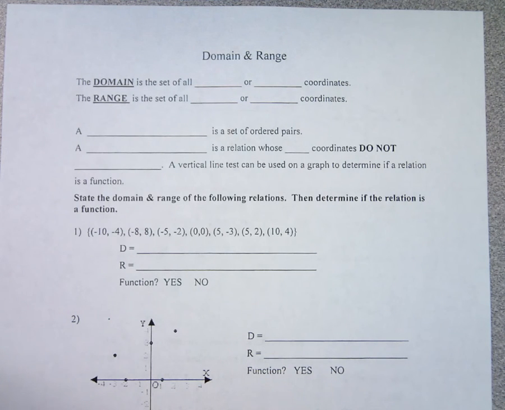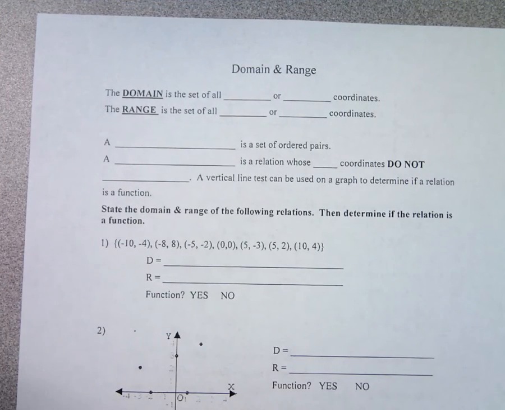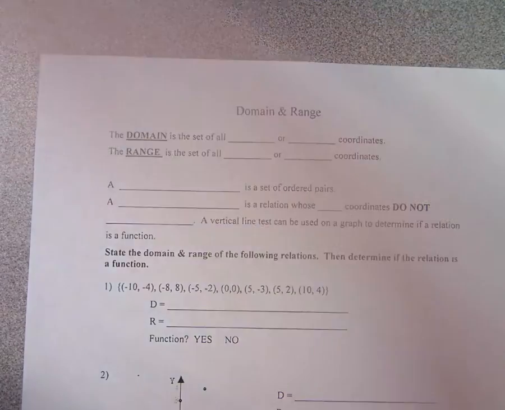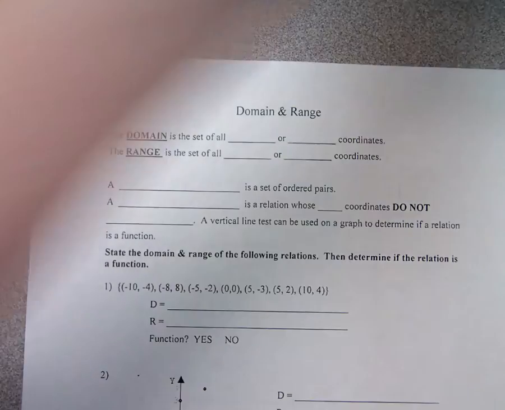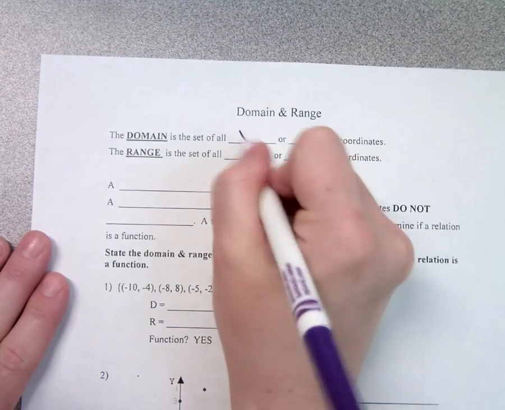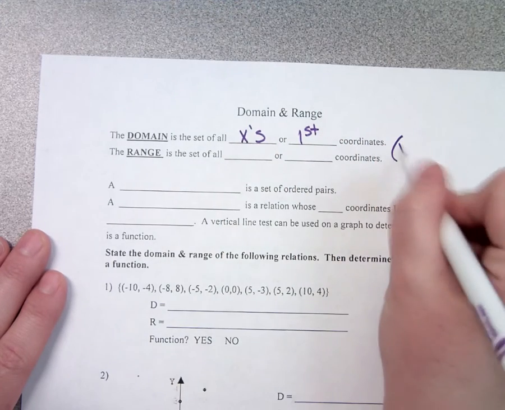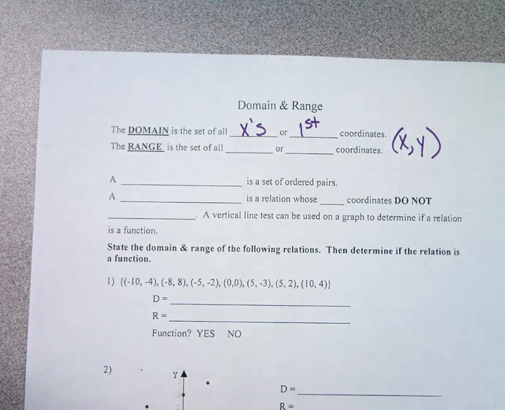Okay, everybody have this paper? I passed them out earlier. Okay, so this is just kind of reviewing domain and range. So domain is the set of all, what do you think? X. Domain is the set of all x's, also the first coordinates. Because when you have an ordered pair, the x comes first, the y comes second.